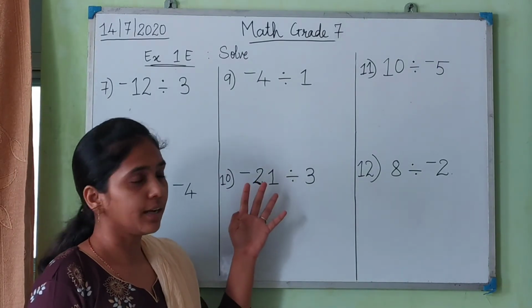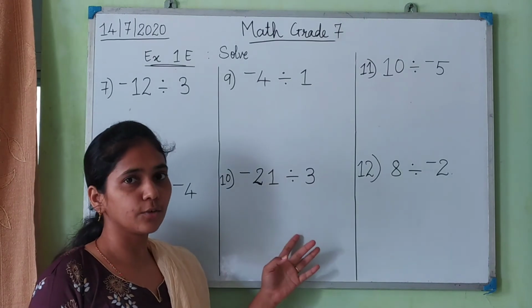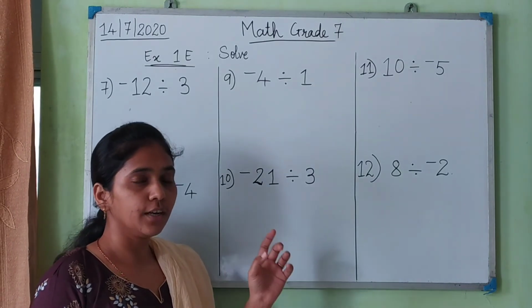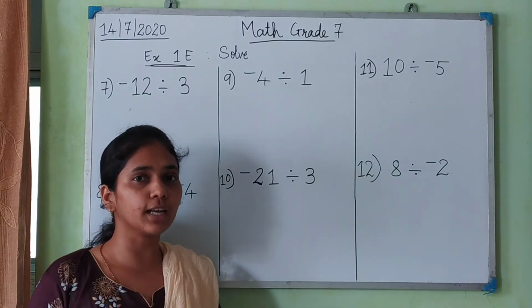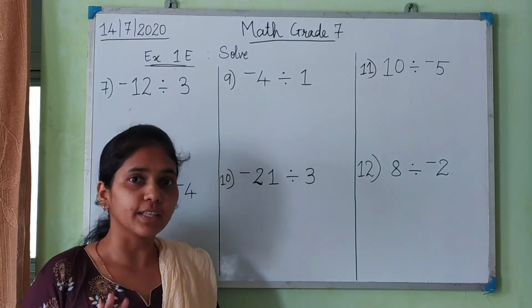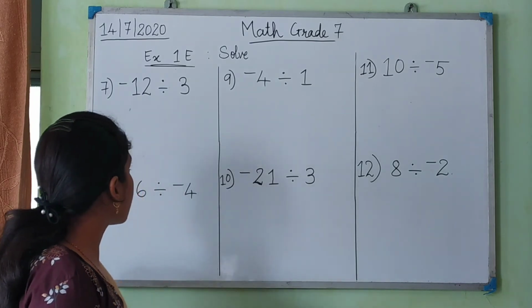So if one of the two numbers has a negative sign, then the final answer will also be negative. So this is another trick: if one of the two numbers is negative, then the sign of the final answer is negative. Okay. So let's solve these examples.